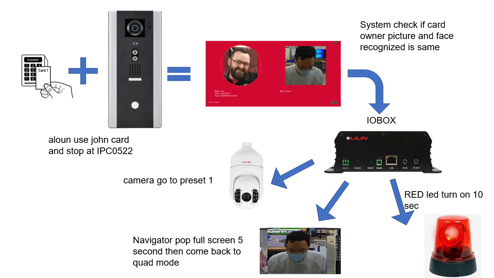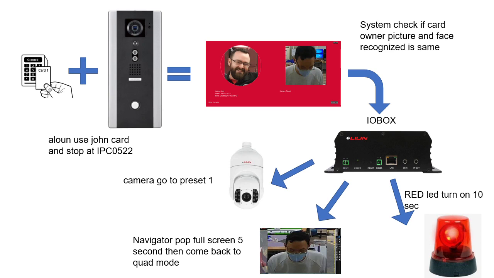But in case I'm using somebody else's card and I want to enter an area which is not my area, the system will do comparison. So now it says, I'm not John, I am Alun and I'm using John's card. So the system recognizes I'm Alun and compares. And in this case, the window will turn red. And this can do some over-action.